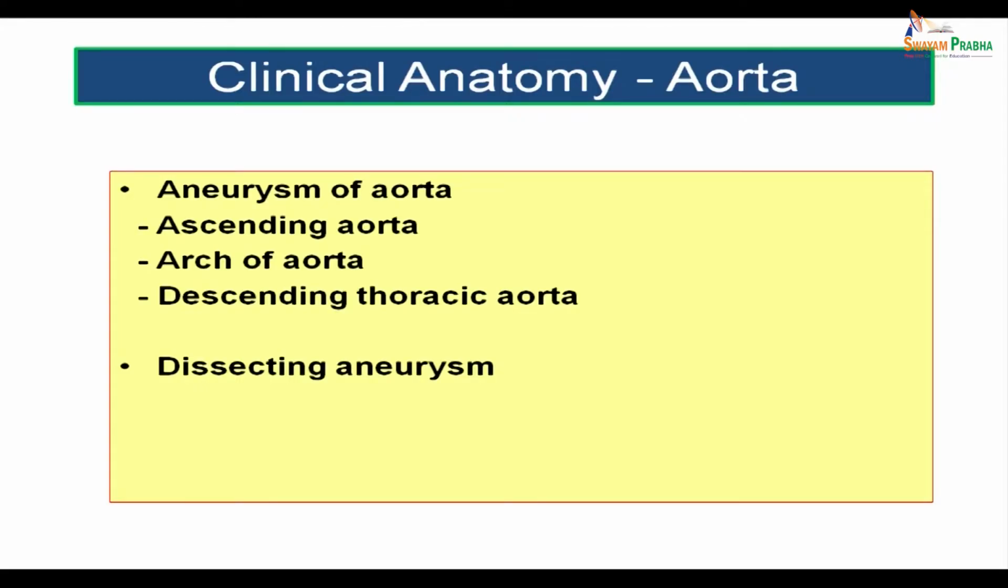Dissecting aneurysm is another type of aneurysm where there is a small tear in the tunica intima and the blood enters the tunica media. This keeps collecting within the tunica media with enlargement of the aorta. Occasionally it can rupture.